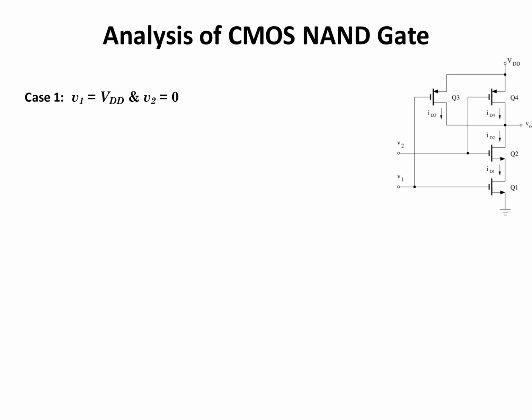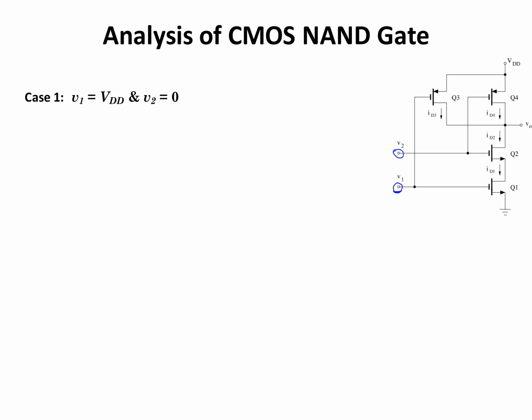So we have 4 cases for analyzing this CMOS-based NAND gate: when V1 is VDD and V2 is 0, and when V1 and V2 both of them are 0. We're going to study 2 of these cases today in this video, and the other 2 cases we're going to look at in class. So case 1 is when V1 is equal to VDD and V2 is equal to 0.